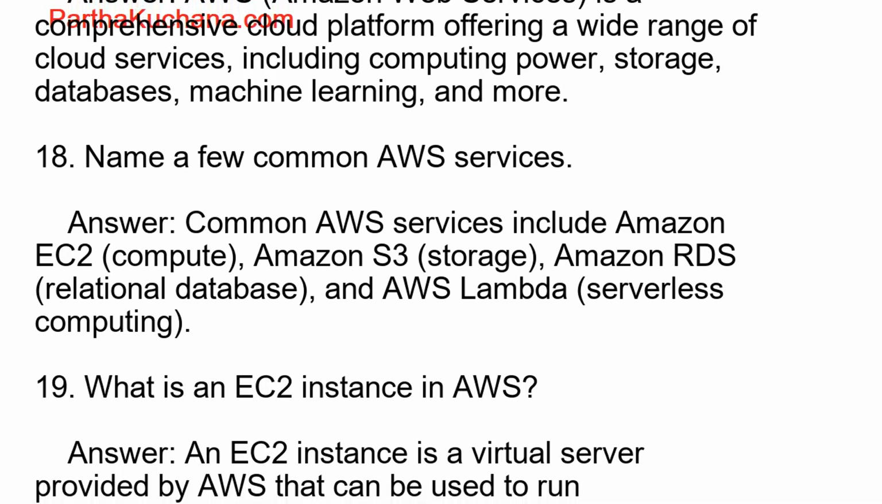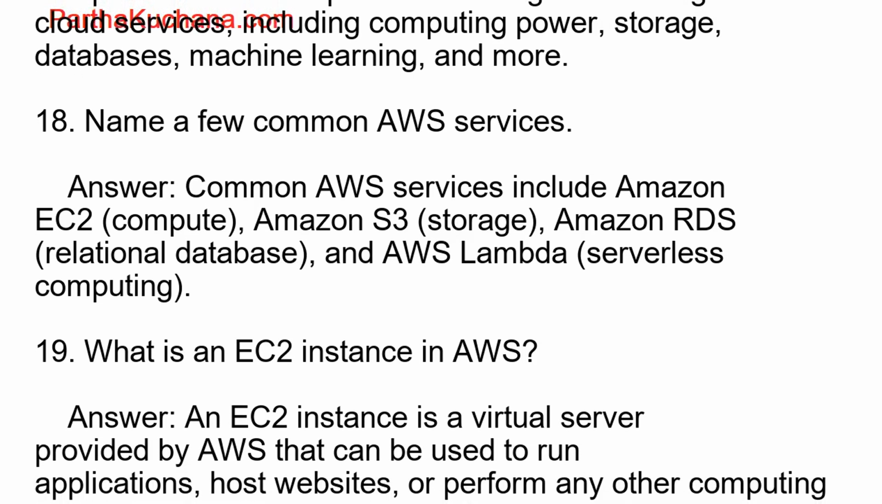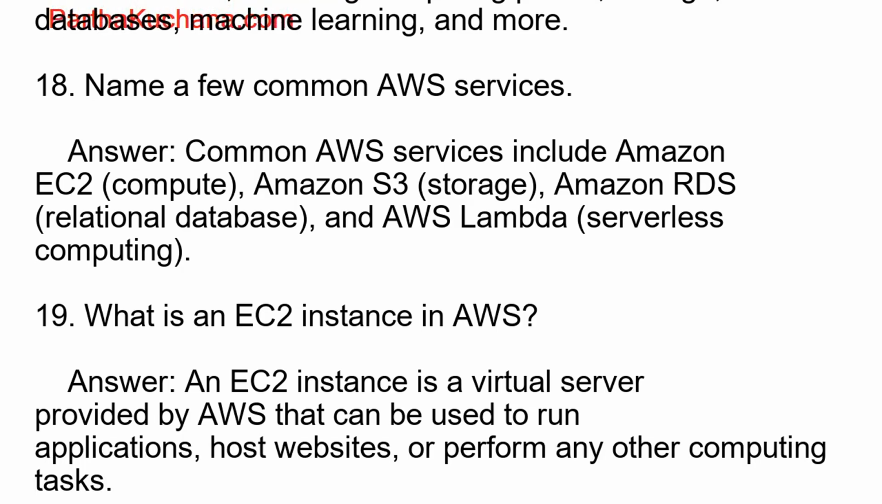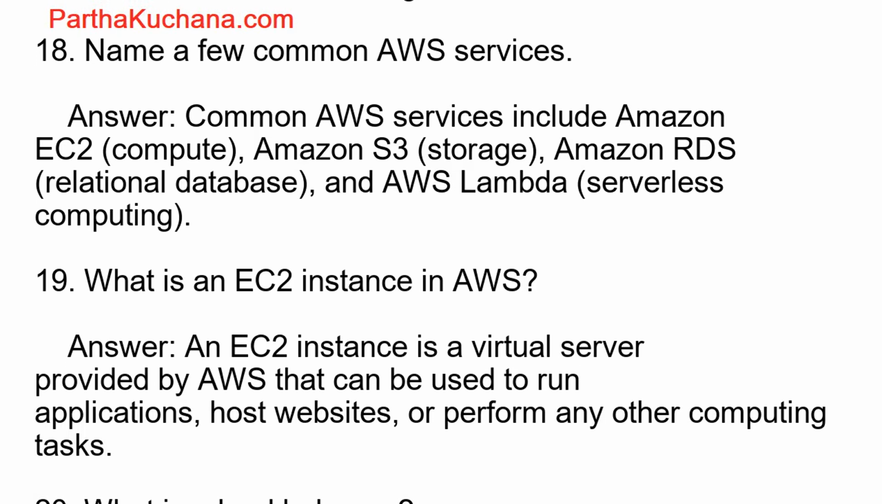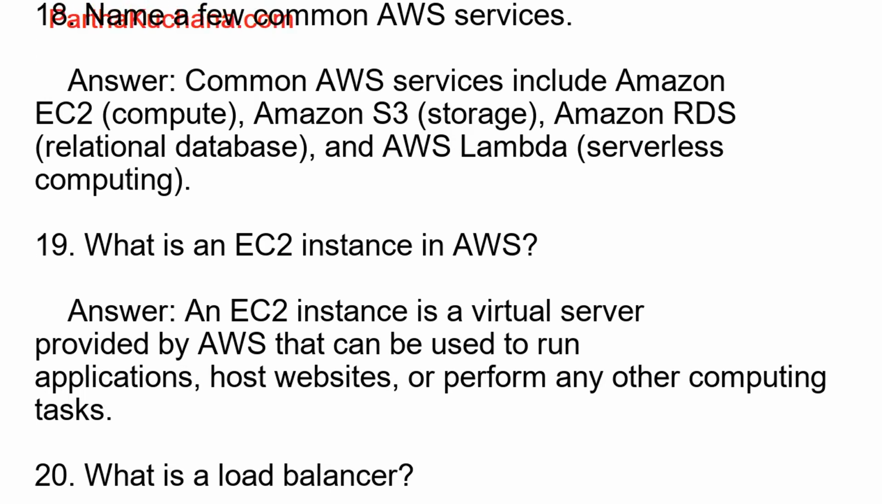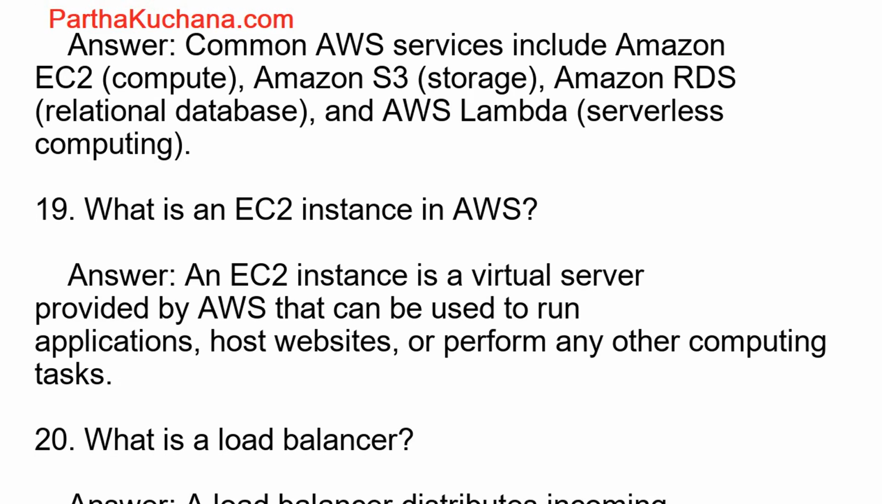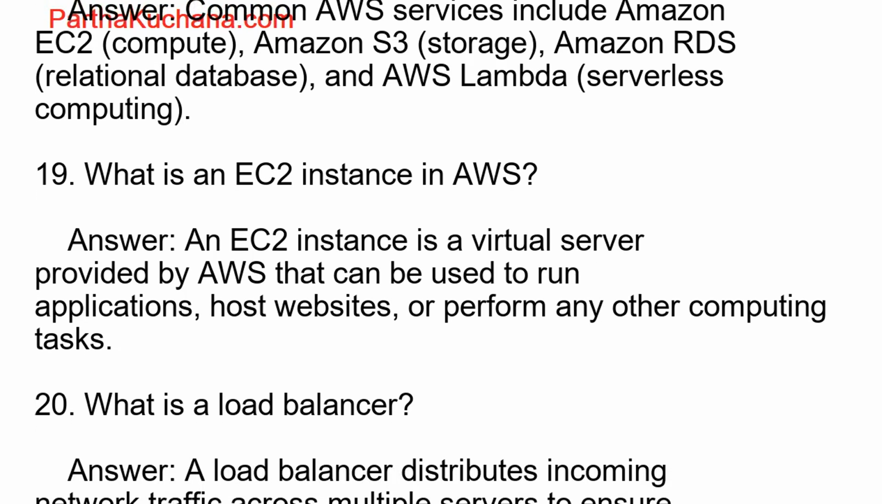19. What is an EC2 instance in AWS? Answer. An EC2 instance is a virtual server provided by AWS that can be used to run applications, host websites, or perform any other computing tasks.